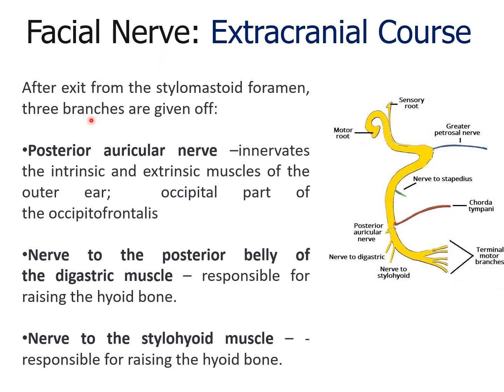After exit from the stylomastoid foramen, the facial nerve pursues its extracranial course, and three branches are given off immediately after exit from the stylomastoid foramen. These include the posterior auricular nerve, which innervates the intrinsic and extrinsic muscles of the outer ear, and the occipital belly of the occipitofrontalis muscle, which is a muscle related to the scalp. We shall look at the frontal belly a bit later, which is innervated by another branch of the facial nerve.